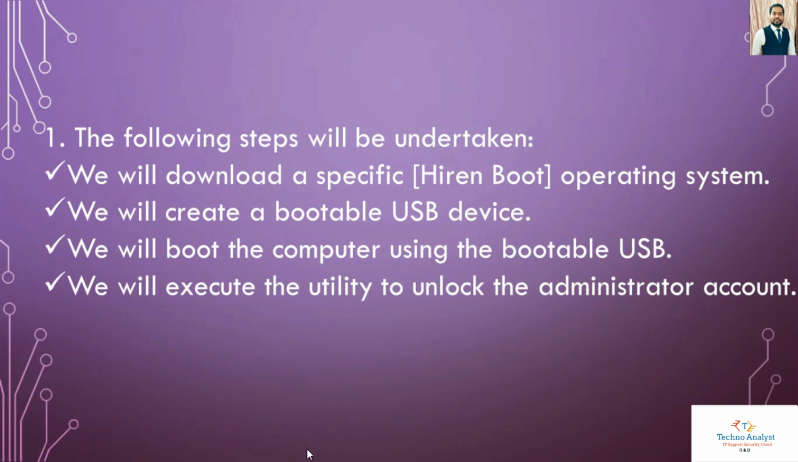First of all, I will show you how to download the Hiren Boot operating system. After downloading that operating system, we create one USB bootable device. With that USB device, we can boot that OS where the administrator is, where we don't have the password of that administrator account. And we can execute this utility and unlock the administrator account.